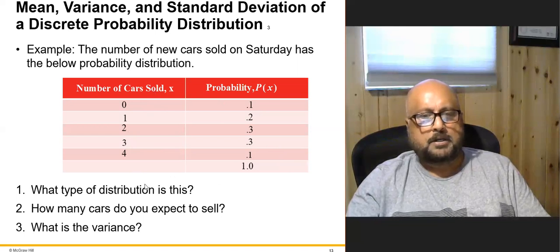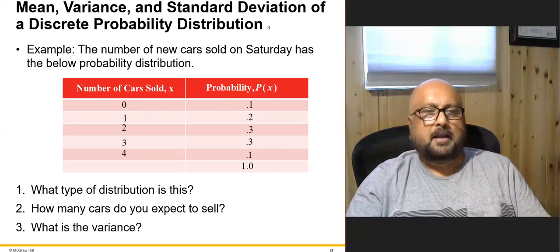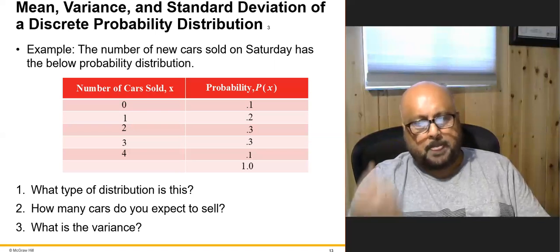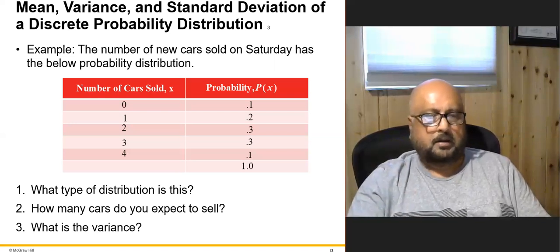So what type of distribution is this? And what is the variance? How many cars do you expect to sell, meaning the expected value? So we need to find that. We need to find mu, that's the mean, and we need to find the other values that we are supposed to.